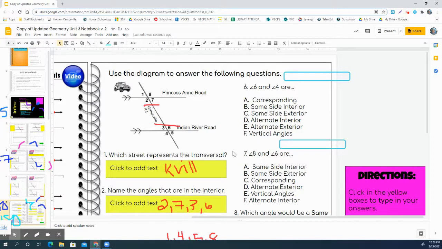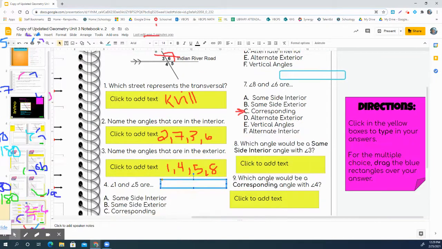Okay. What about 8 and 6? So they're on the same side. One's outside, one's inside. What's that called? They're definitely same side. Are they same side interior? No, because the 8's on the outside. Are they same side exterior? No, because 6 is on the inside. So what do they have to be? Corresponding, 100%. Okay, that's the tricky one, the corresponding, because it doesn't really follow the pattern.